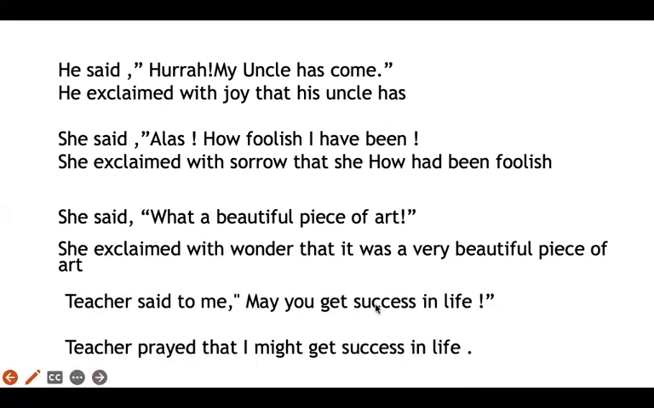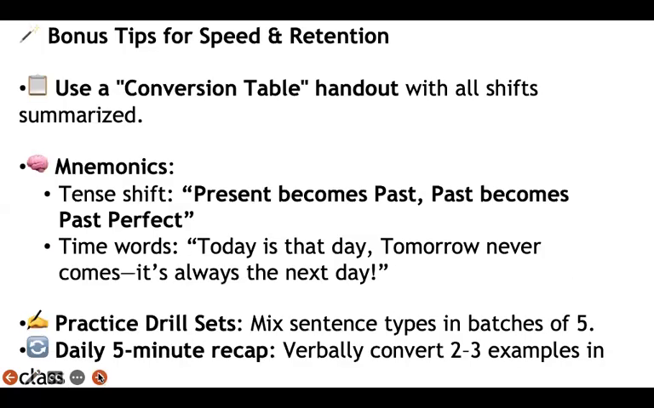Teacher said to me, may you get success in life. Teacher prayed that I might get success in life. This is optative sentence. Said changes to prayed, and may changes to might. A teacher prayed that I might get success in life. You is you. Second person changes according to the second person here. Okay, object.